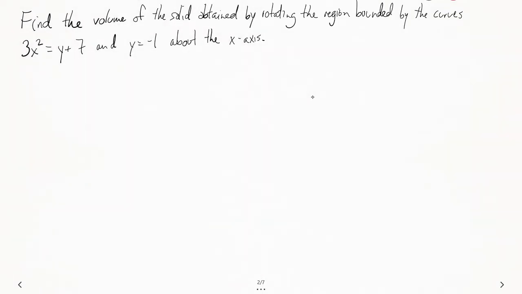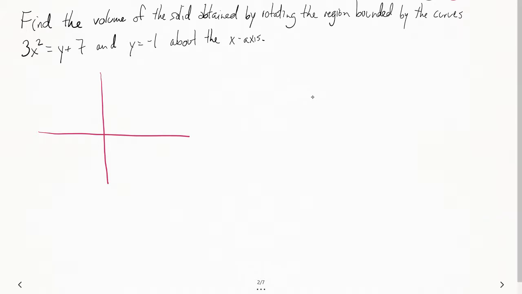Okay. So moving forward, we'll try another volume one just to make sure we can get this down and go about it and talk about the different methods. So in this case, what do we have happening here? Find the volume of the solid obtained by rotating the region bounded by the curves 3x squared equals y plus 7 and y equals -1 about the x-axis. Ooh, wowzers. So, okay, we have 3x squared equals y plus 7. How is that going to look?